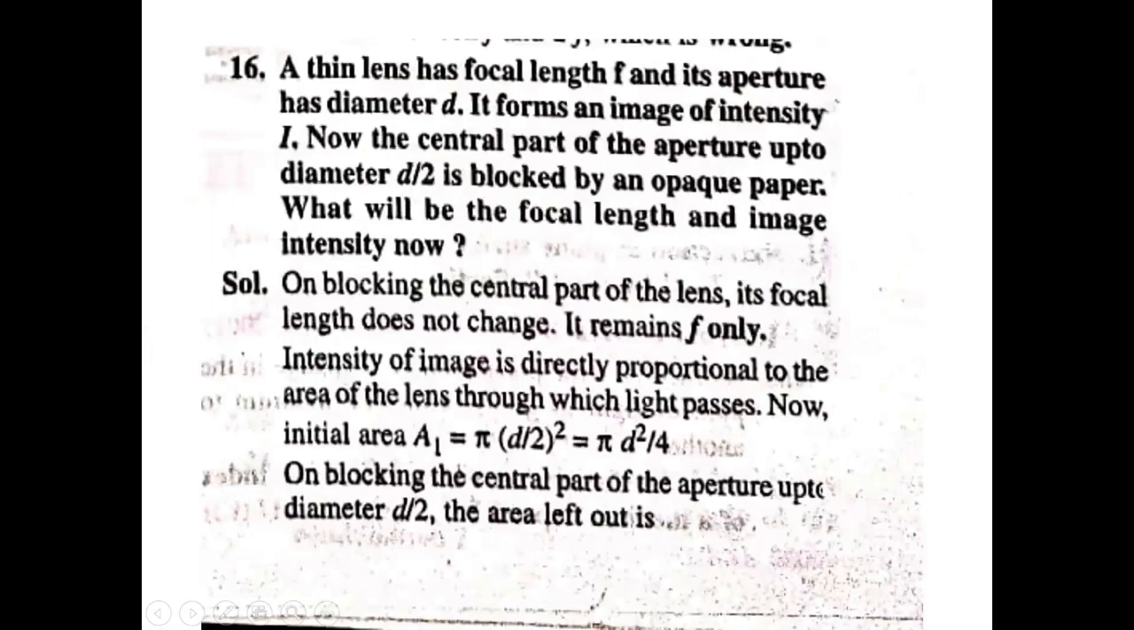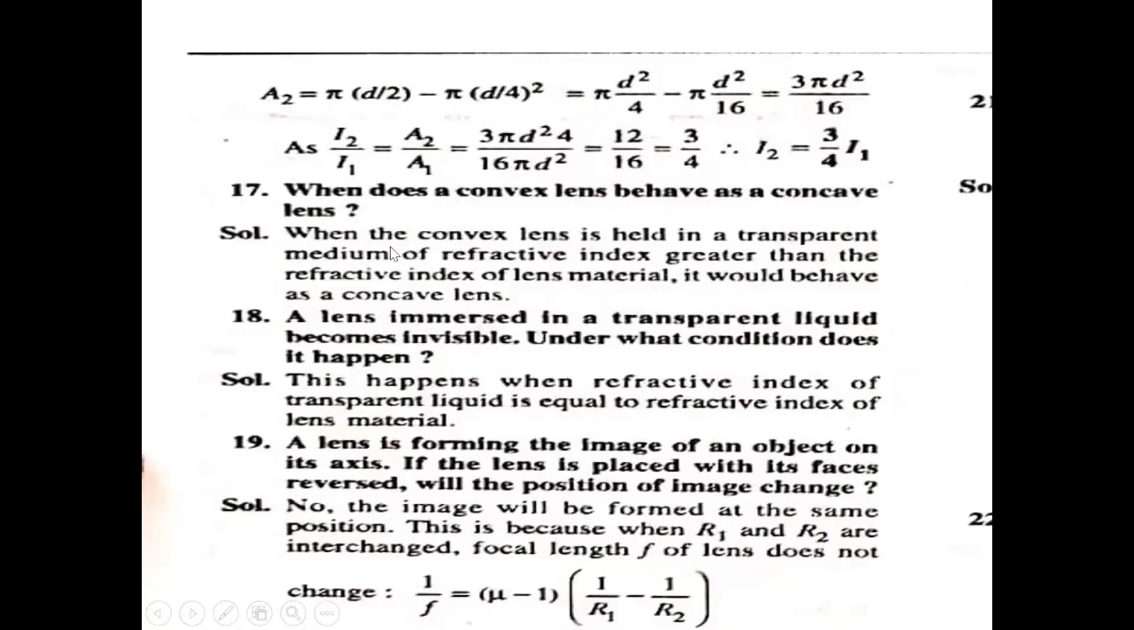So when does a convex lens behave like a concave lens? Already discussed this. When the convex lens is held in a transparent medium of refractive index greater than the refractive index of the lens material, it behaves like a concave lens. Now, this also I discussed. A lens immersed in a transparent liquid becomes invisible. Under what condition does it happen? When the refractive index of the lens and of the medium are equal, it will disappear, because there is no refraction.